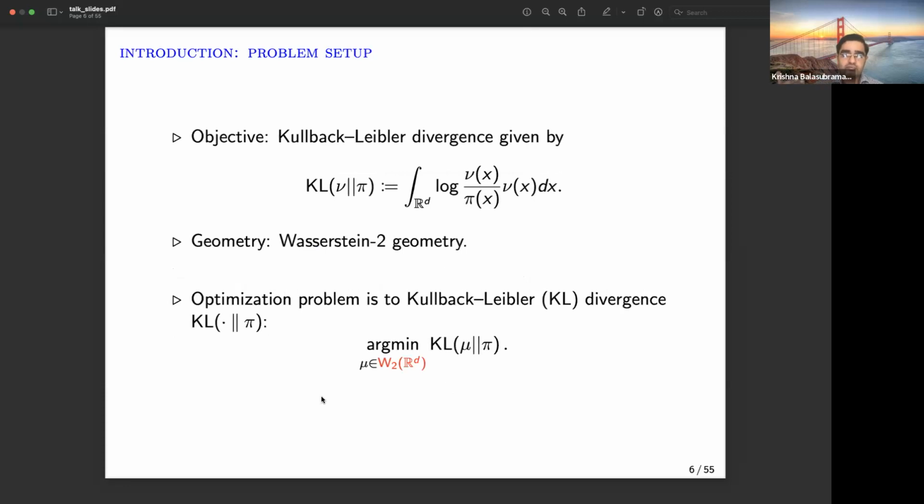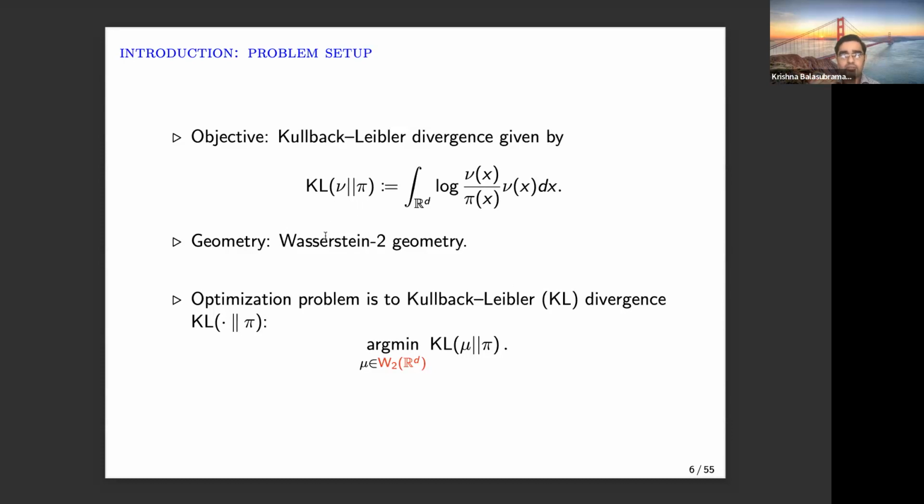When you're optimizing something, we need to have an objective function with which we can optimize. So what is the objective function here? The objective function is given by the KL divergence. Given any two densities, nu and pi, the KL divergence is given by this expression here. And the geometry, which we need in order to define gradients and derivatives, is taken to be the Wasserstein-2 geometry. If you're aware of it, it's good. If not, you can just think of it as the natural analog of the Euclidean geometry on the space of densities.